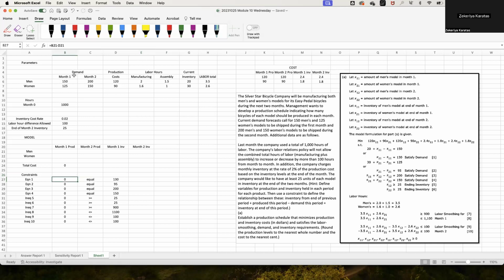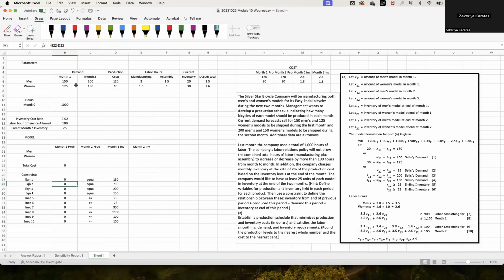And here we go. I just choose the first one. It's the production of the men's bike in the first month and the inventory of the men's bike in the first month. I subtract them, and that should be equal to 130. Number 2, in a similar manner, it says the women's bike, we have a demand of 125.